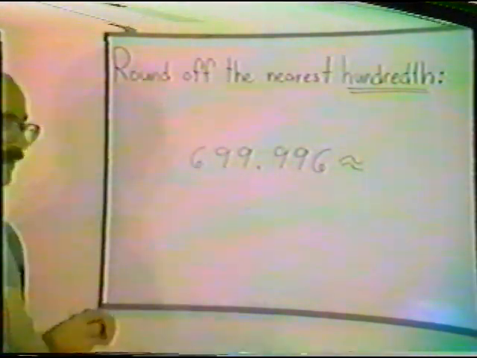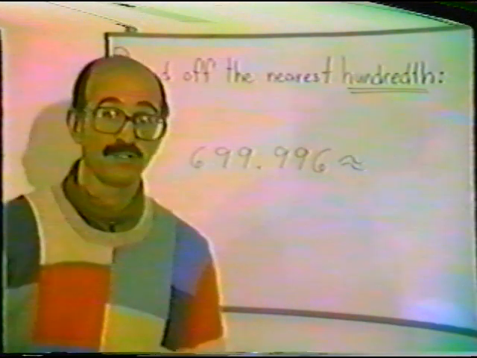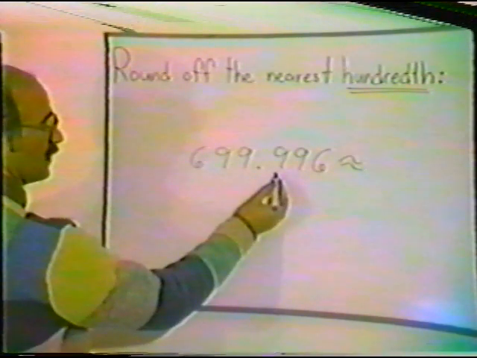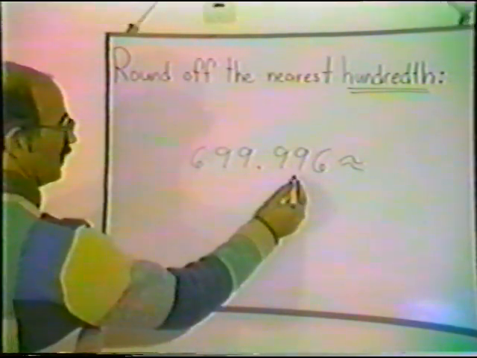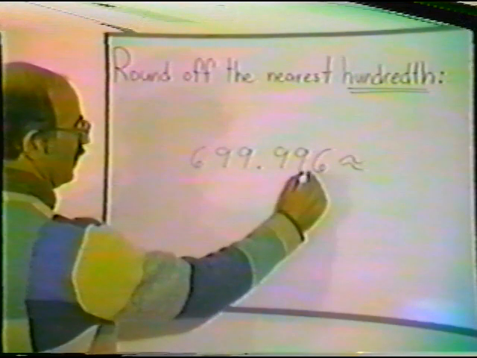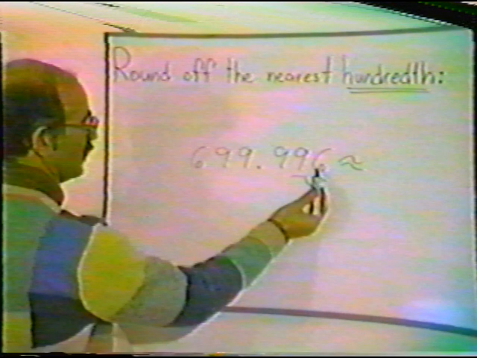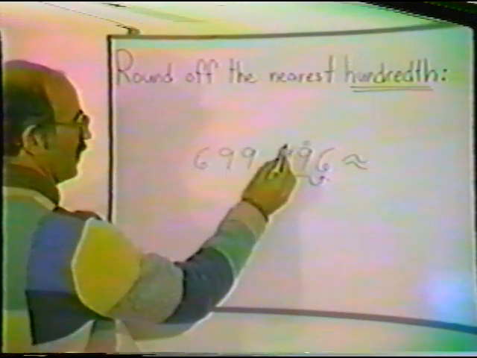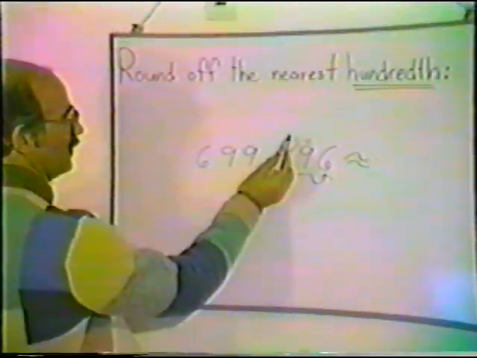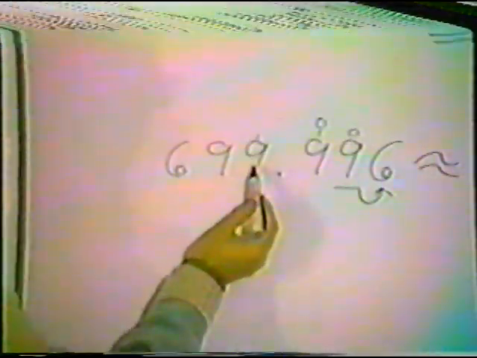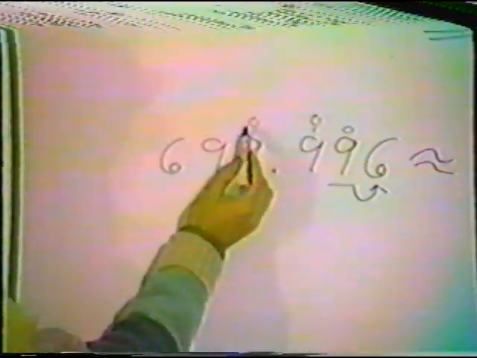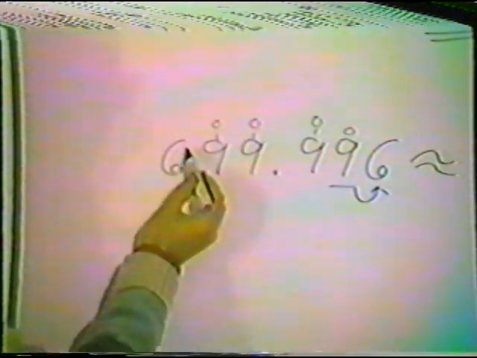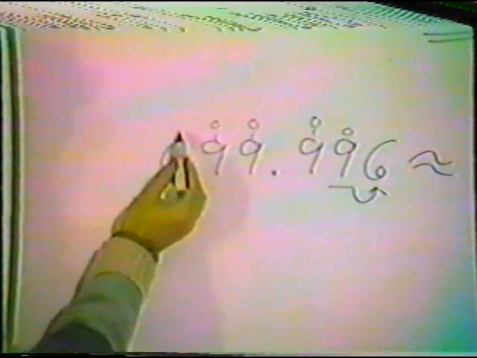699.996. Which number is in the hundredths place? 9. This 9 here? No. This 9 here. Yes, can't fool you. We point. 9 goes up to 10, we carry the 1, 9 plus 1, 10, carry the 1, 9 plus 1, 10, carry the 1, 6 plus 1.